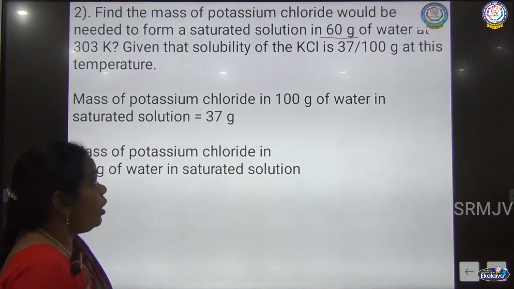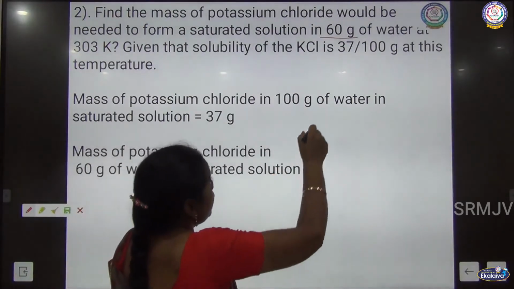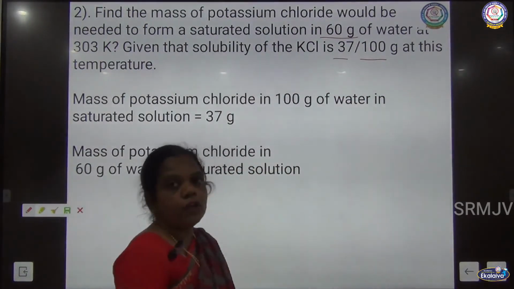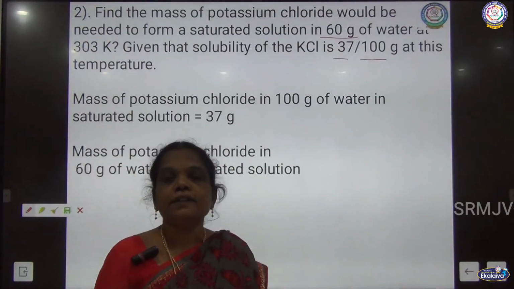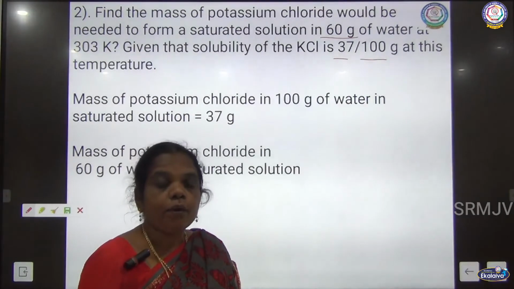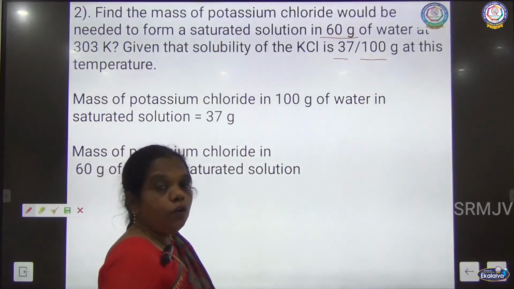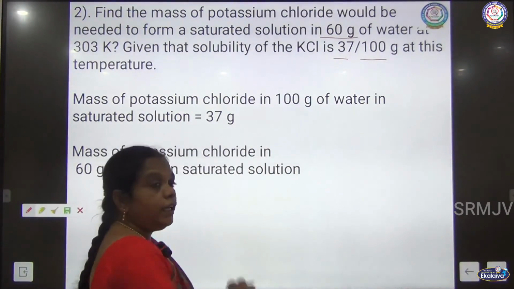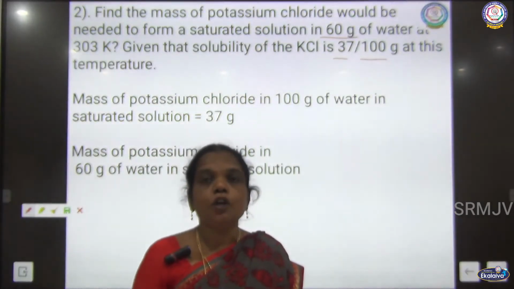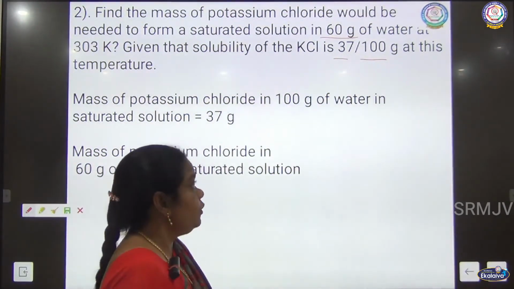solvent. So already what is given, the potassium chloride saturated is 37 gram in 100 gram of solvent. So we need to prepare the saturated solution of potassium chloride, in 100 gram of solvent it is 37 gram. Now we want to find for 60 gram of solvent. So how much amount of solute we need for preparing the saturated solution.